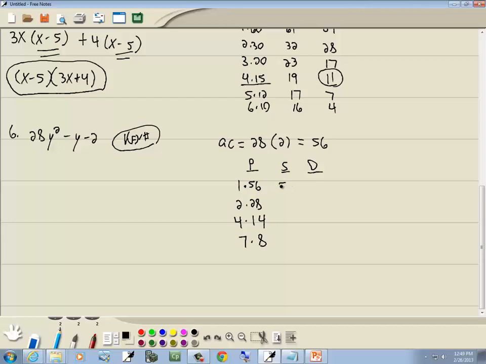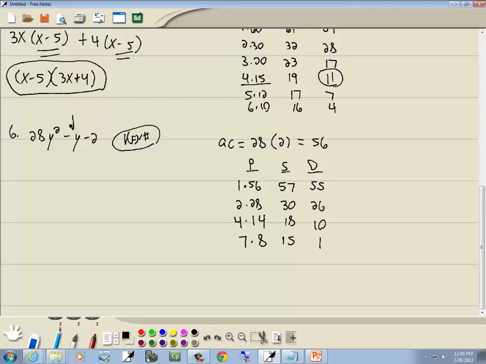S column, add them together. 1 plus 56 is 57. 2 plus 28 is 30. 4 plus 14 is 18. 7 plus 8 is 15. Difference column, subtract them. 56 minus 1 is 55. 28 minus 2 is 26. 14 minus 4 is 10. 8 minus 7 is 1.